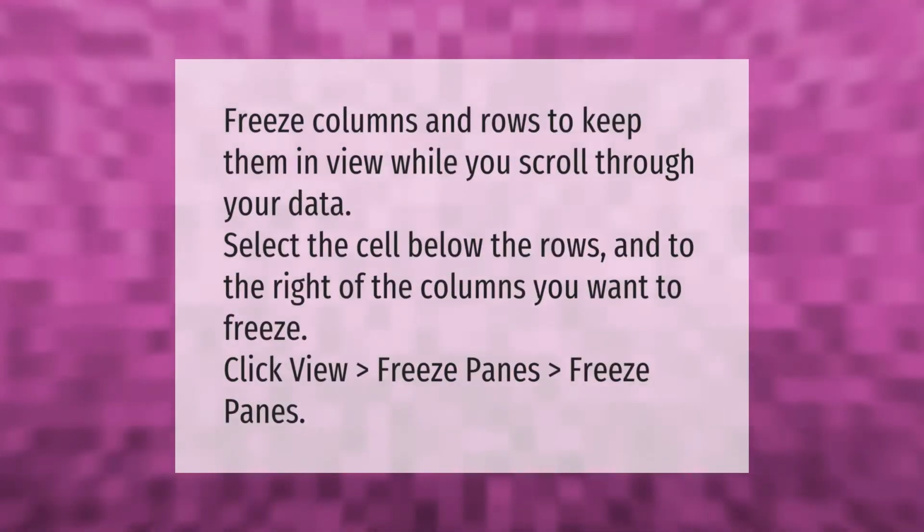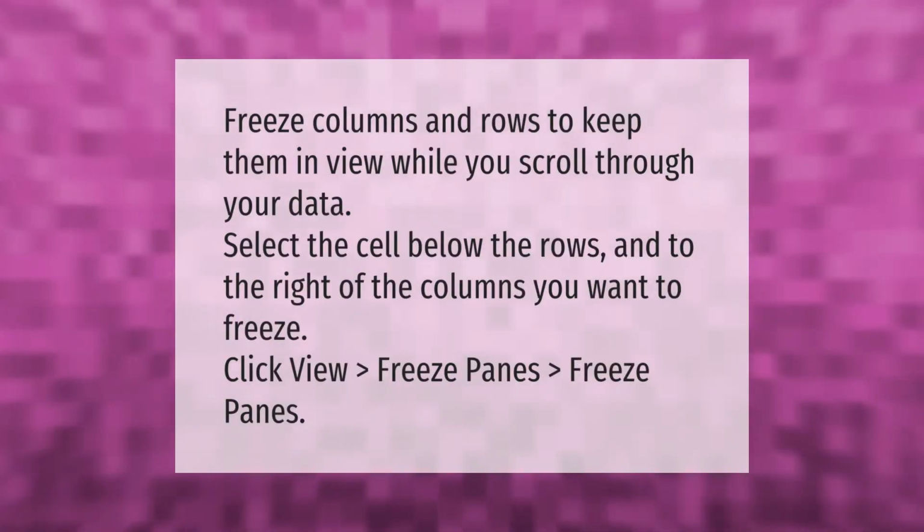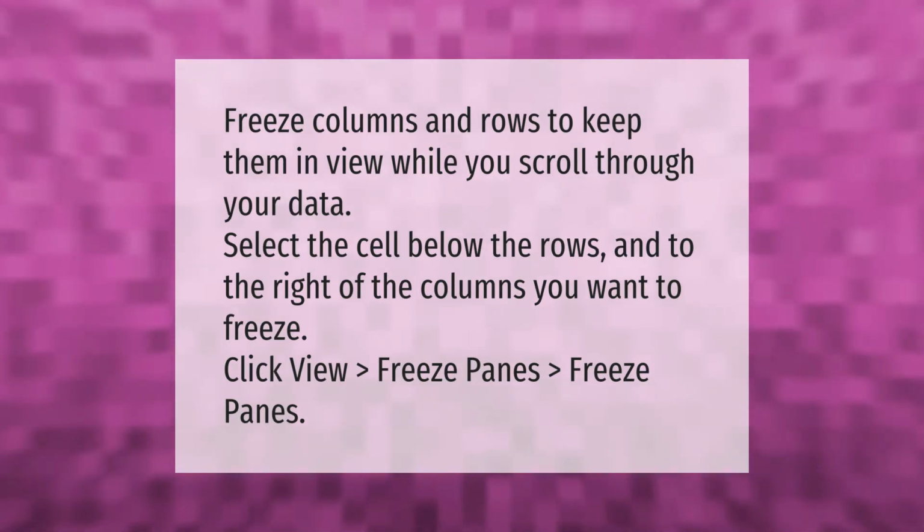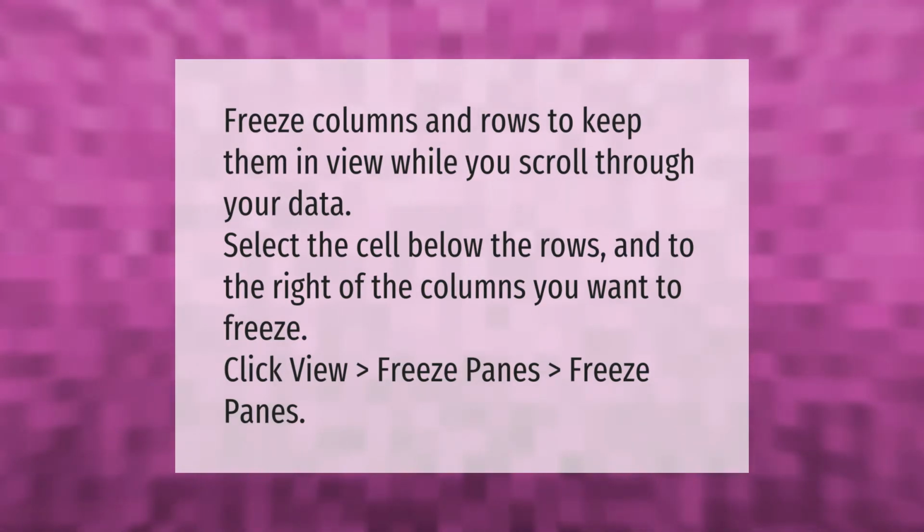Freeze columns and rows to keep them in view while you scroll through your data. Select the cell below the rows, and to the right of the columns you want to freeze. Click View, Freeze Panes, Freeze Panes.